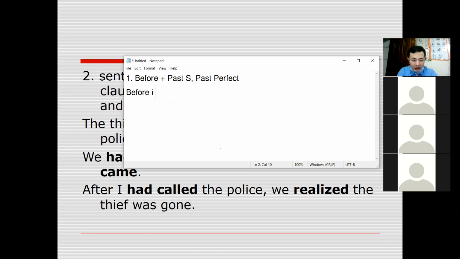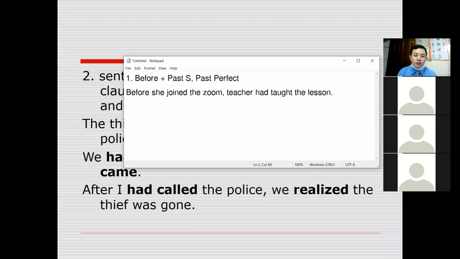Before she joined the Zoom, the teacher had taught the lesson. You see? Before she joined the Zoom, the teacher had taught the lesson. Before plus past simple and then the comma, and then we put past perfect: had taught.